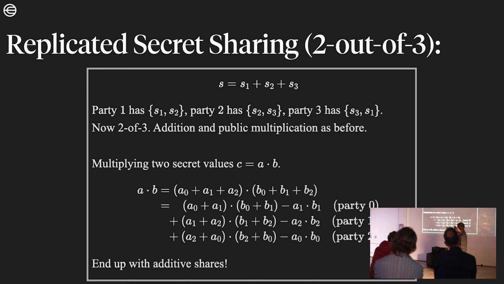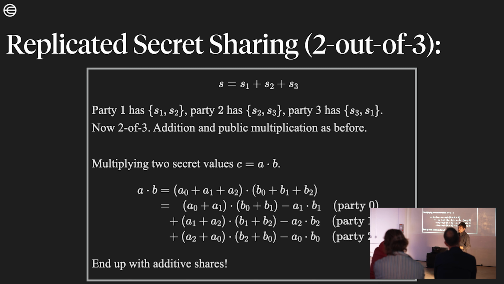And the way that works is, well, if we just write out what A is in terms of secret shares and what B is in terms of secret shares, and we just expand the product and collect the terms, you'll find that the first line is something party 1 can compute, because it knows all of the coefficients that happen there.